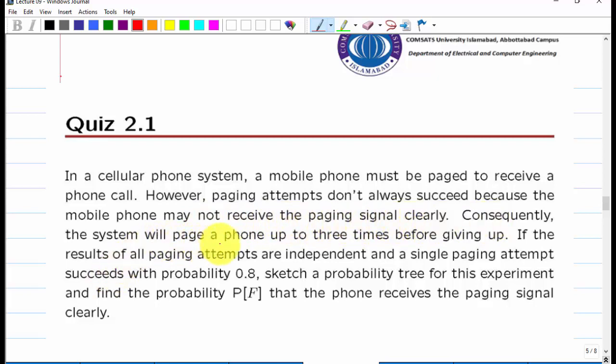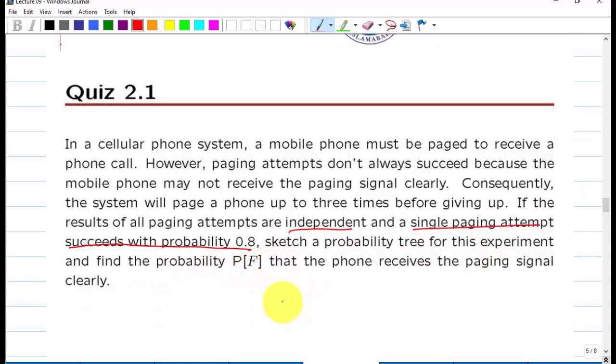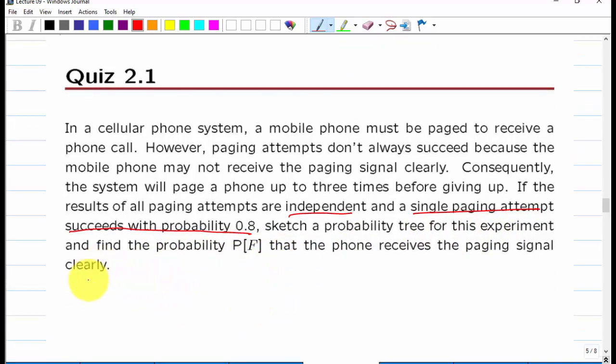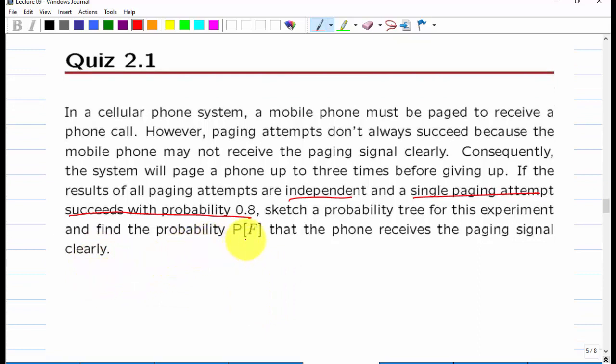Consequently, the system will page a phone up to 3 times before giving up. So, if the results of all paging attempts are independent and a single paging attempt succeeds with probability 0.8, sketch a probability tree for this experiment and find the probability that the phone receives the paging signal clearly, the probability of F. Sorry, this is not failure, this is for finding that the pager found the mobile.